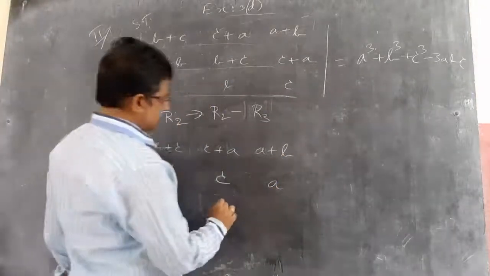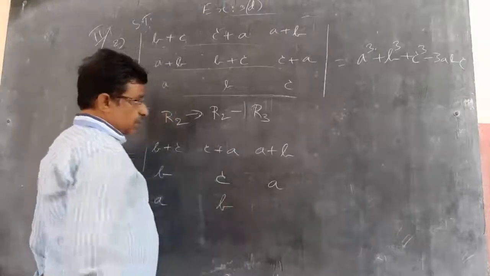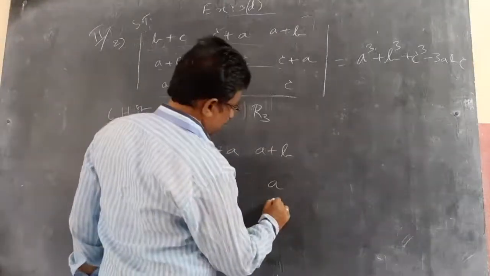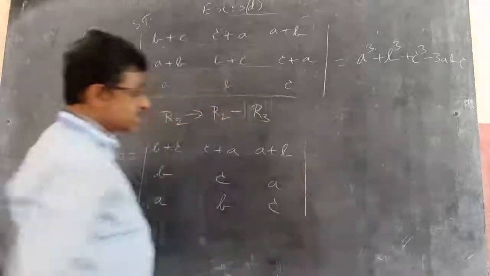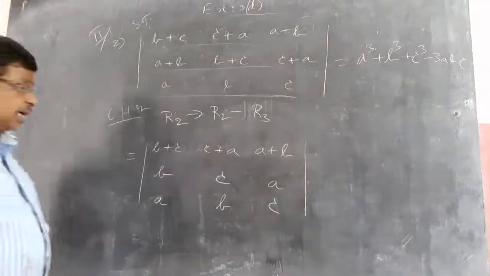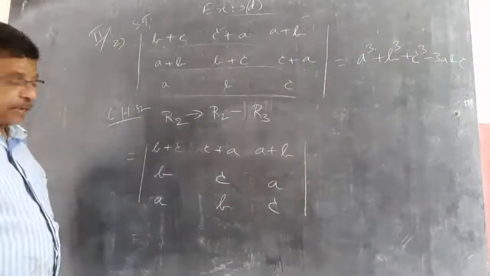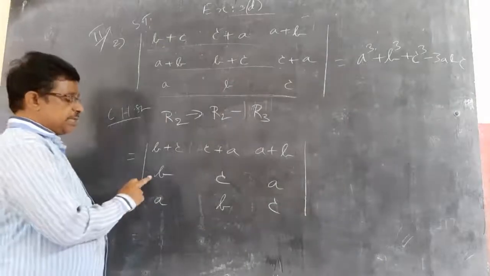Now the last row stays as it is. I am not making any changes to the third row, so I am writing it as it is: A, B, C. The determinant is not changing, I am just applying the properties. Same, I will apply this time.